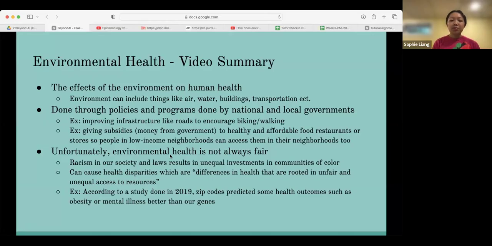So, for example, improving infrastructure like roads to encourage biking and walking, which is really good for physical and mental health, or giving subsidies, which is money from the government, to healthy and affordable food restaurants or stores so that people in low-income neighborhoods can access them in their neighborhoods too. By giving subsidies, like money, to healthy and affordable food restaurants, you're incentivizing and encouraging people to go buy there since it's affordable and it's healthy.